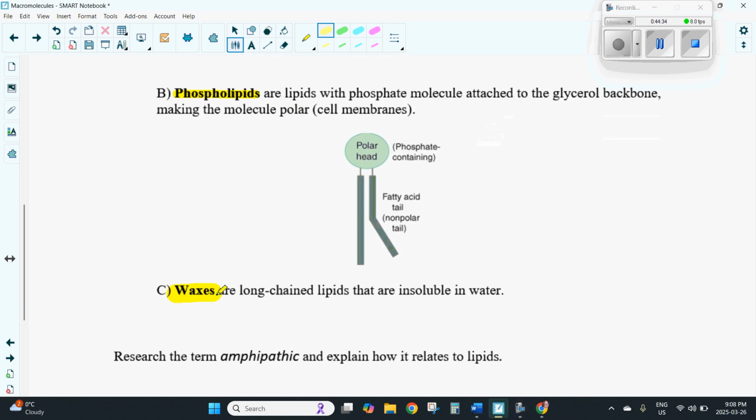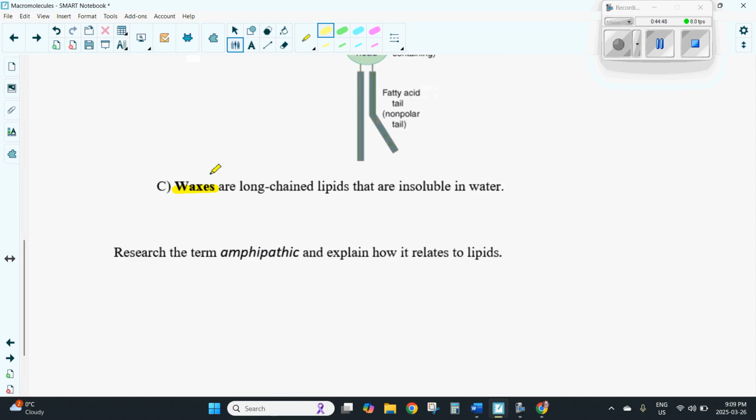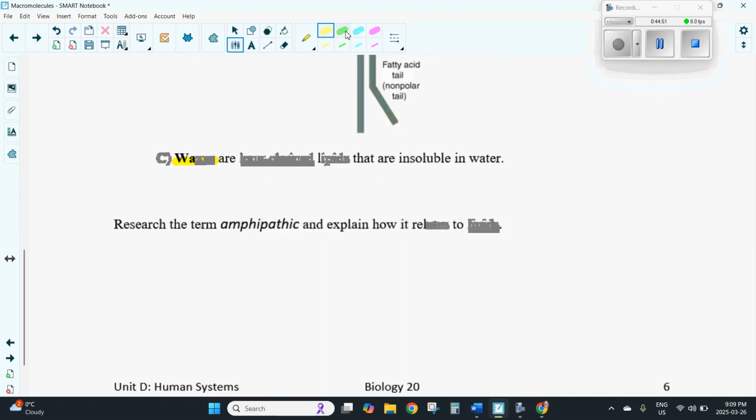Waxes, on the other hand, are long-chained lipids that are insoluble in water. We're typically not going to eat wax, so we worry more about our phospholipids and our saturated and our unsaturated fats. Okay, I want you to research here the term, oh, I'm getting rid of dots here, amphipathic, I guess, I can't even say the word, and explain how it relates to lipids. So again, remind me tomorrow and we'll go and summarize that.